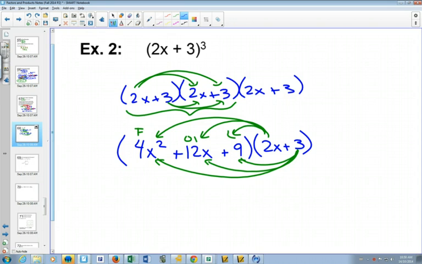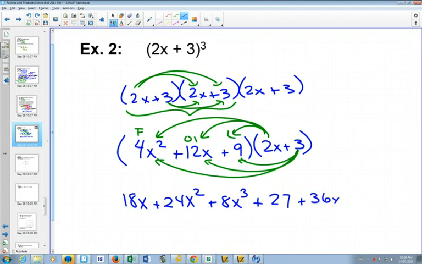So 2x times 9 gives me 18x. 2x times 12x, 24x squared. 2x times 4x squared, 8x cubed, plus 3 times 9, 27. 3 times 12x, plus 36x. And 3 times 4x, plus 12x squared. Look for your like terms.